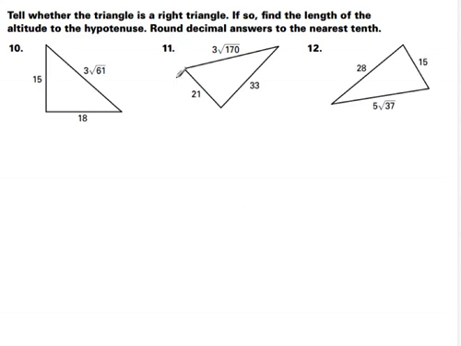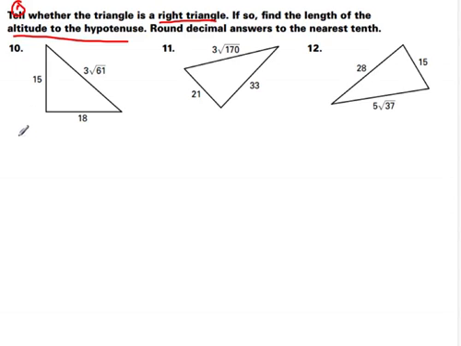It says, first off, the first thing you want to do is tell whether the triangle is a right triangle. And we know how to do that just using the Pythagorean theorem. Basically, if we get something equal to it, it's going to be a right triangle. If so, find the length of the altitude of the hypotenuse. Round your decimal answers to the nearest tenth. Let's give this a shot here.